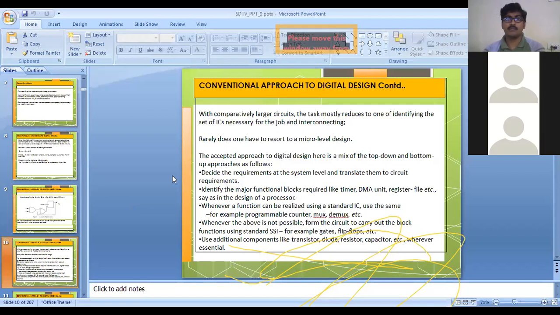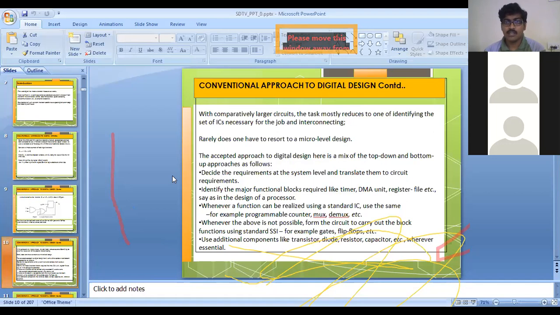So in the conventional approach of digital design, we generally used to design a large circuit. If it is necessary for us to design a large circuit, first we have to see what the basic required components are. Later, if the required components are not available with us, what do we have to do? We have to design those components on our own.